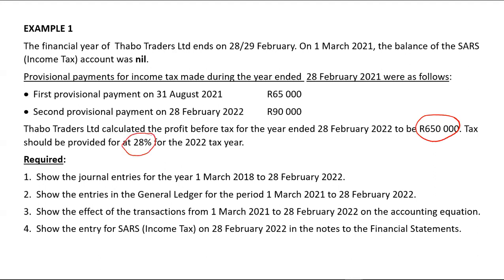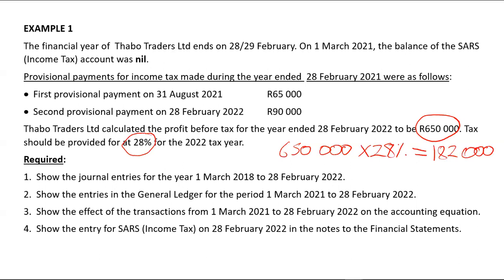So you will have 650,000 times 28%. That will give you how much? 650,000 times 28%. That gives me 182,000.